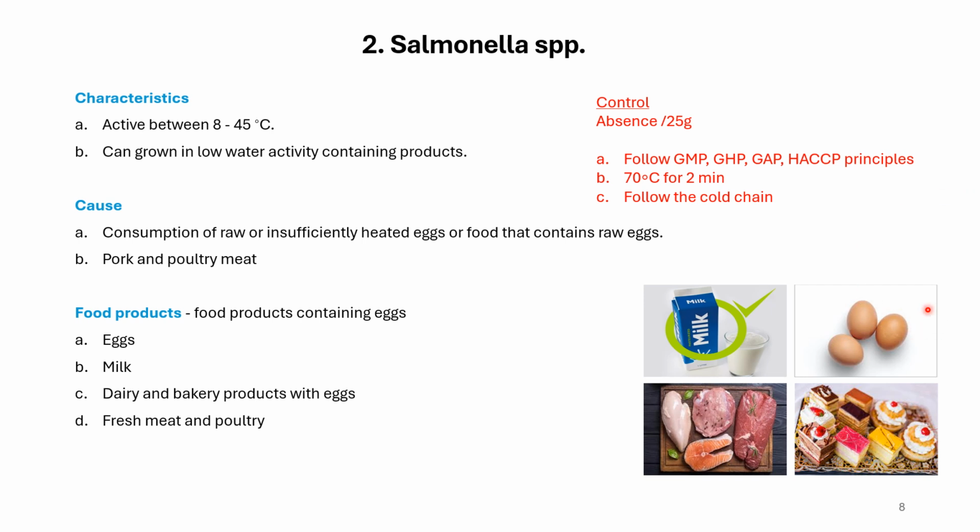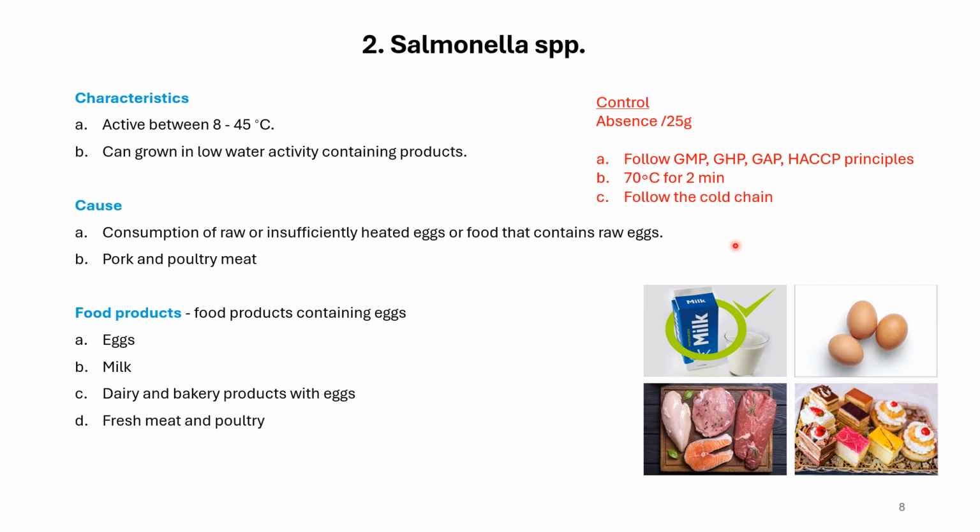So what mechanism is in place to control this? What is aimed for at industry level is absence of this pathogen for 25 gram. This is done by following good manufacturing practice, good hygienic practice, good agricultural practice, and then you will follow HACCP, which is hazard analysis critical control point. The product is heated to 70 degrees Celsius for about 2 minutes, which is the pasteurization condition. And then finally, ensuring that we follow the cold chain rules.